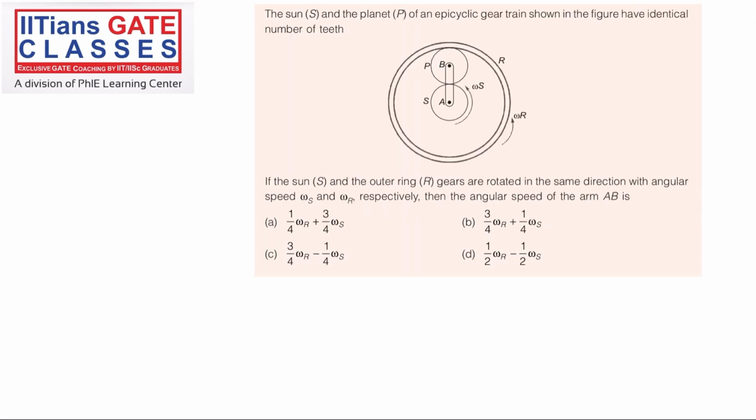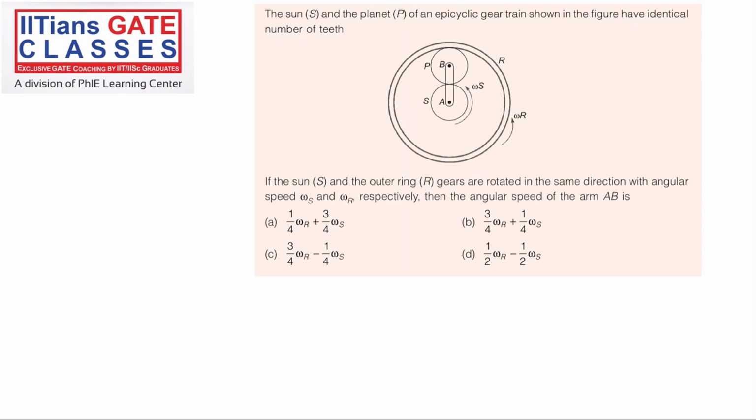Okay, let us move on to the third question. Again, this is a very simple question. We've practiced plenty of questions in class, right? And the only thing that you need to do is prepare a table, right? If you see what exactly is given in this question, the sun and the planet of an epicyclic gear train have identical number of teeth. Okay, so let us see the number of teeth.